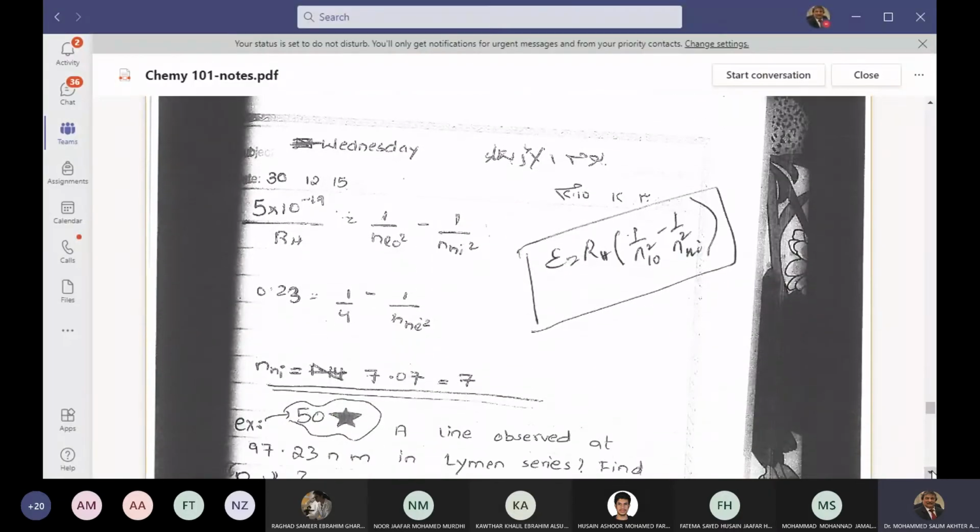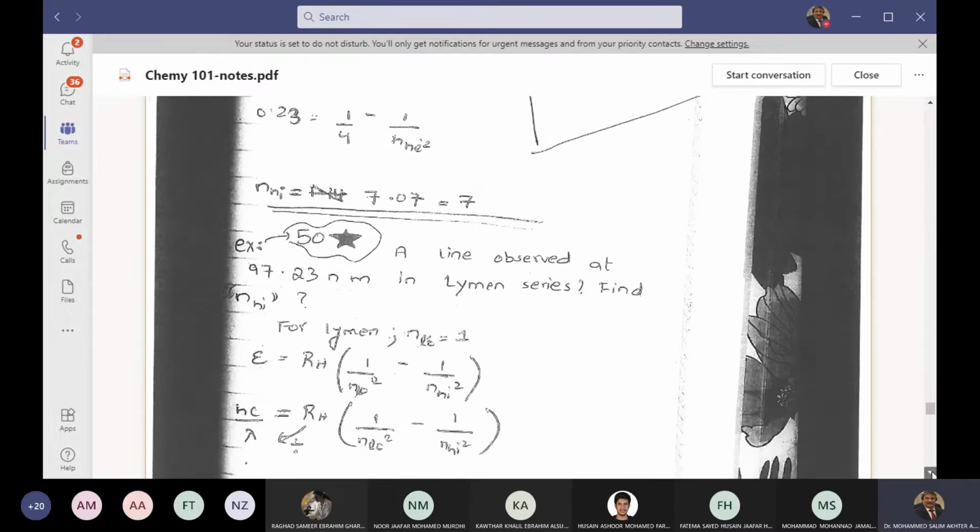Whenever you do this, please go step by step. This is my value for E is equal to hc over lambda. I bring R_H here. I got the answer 0.23. This is Balmer series, so 1 over 2 square is 1 over 4, which is 0.25. I bring this 0.25 on this side. So this is going to be minus 0.02. Minus cancel, and you can take the square root of the answer, which will be 7.